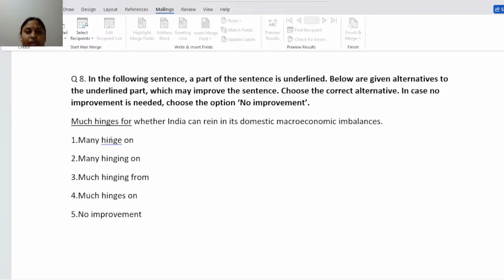In the following sentence, a part of the sentence is underlined. Below are given alternatives to the underlined part which may improve the sentence. Choose the correct alternative. In case no improvement is needed, choose the option no improvement. "Much hinges for whether India can rein in its domestic macroeconomic imbalances." So this is the question. Here the given options are many hinge on, many hinging on, much hinging on, much hinges on, and no improvement.